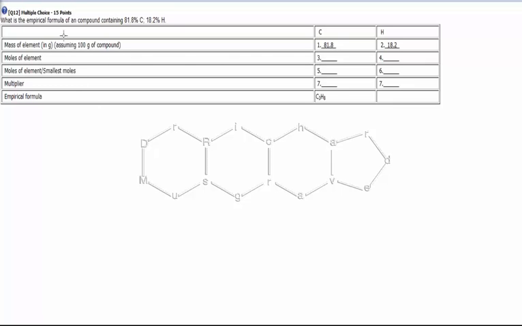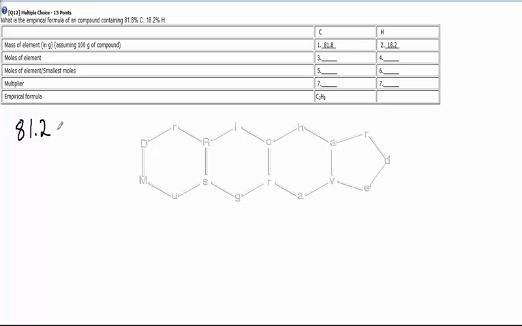Okay, so what is the empirical formula of a compound containing 81.8% carbon, 18.2% hydrogen? So what we'll do is we'll first of all assume that we have 100 grams of compound, which means we have 81.8 grams of carbon and 18.2 grams of hydrogen. And now we'll figure out the number of moles we have.